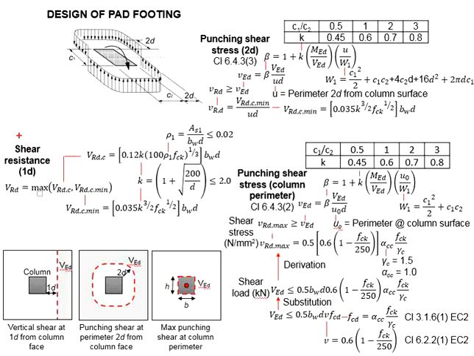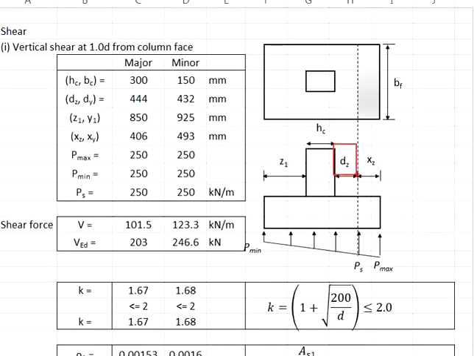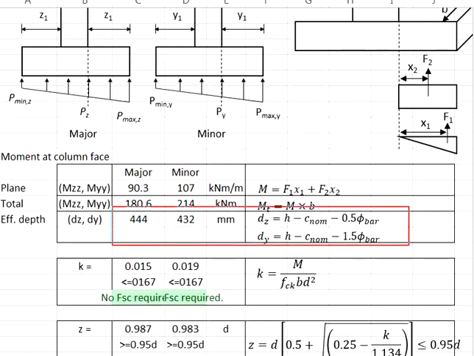First, let us look at the shear resistance at 1D from the column face. We need to first determine the VED, which is the shear loads taken by the shear plane here. To calculate this, we need to first determine the locations of the shear plane, which is located at 1D from the face of the column. The D for the major and the minor axis we have calculated previously, which are 444 and 432 mm for the major and the minor axis respectively.